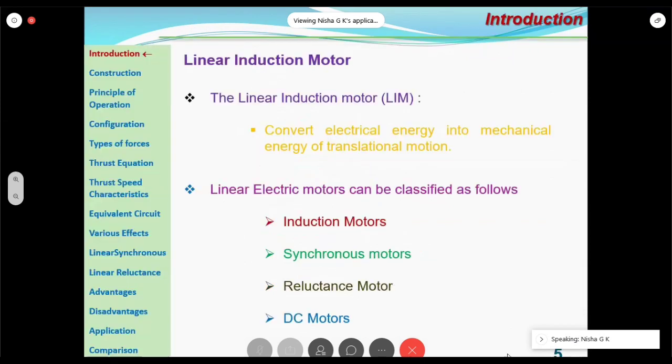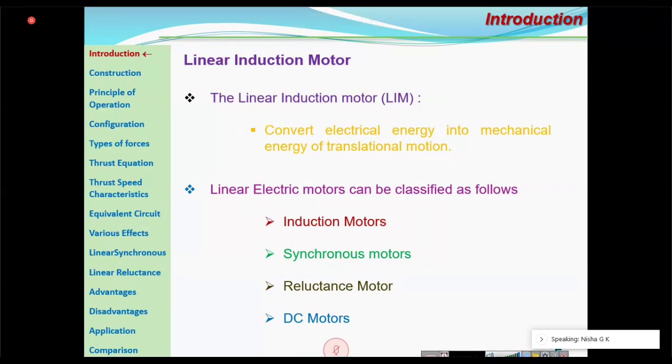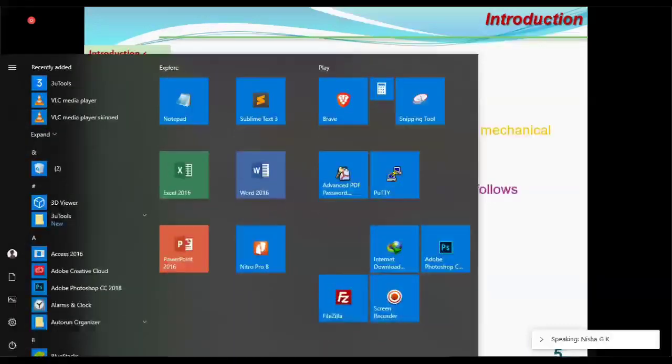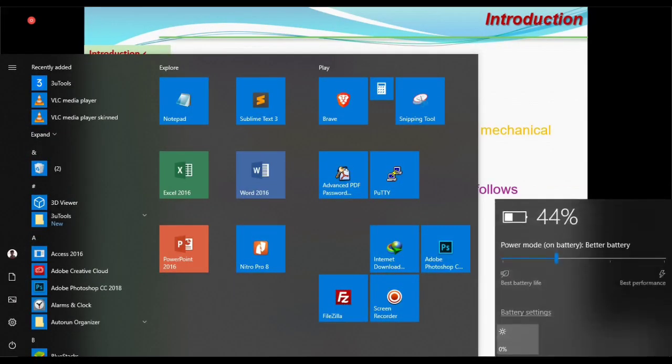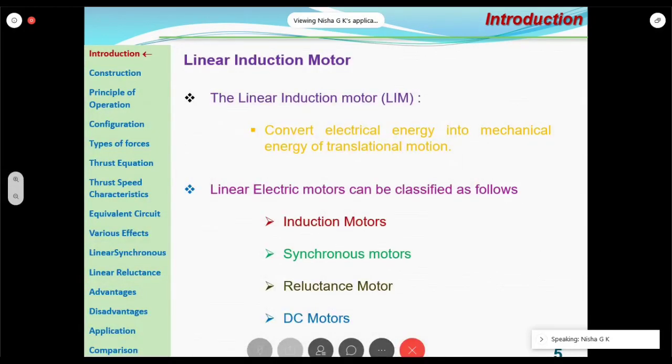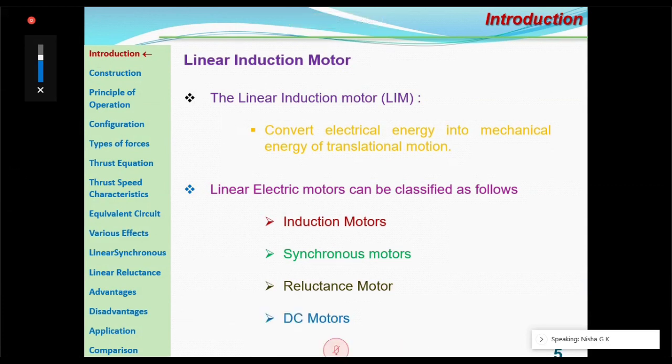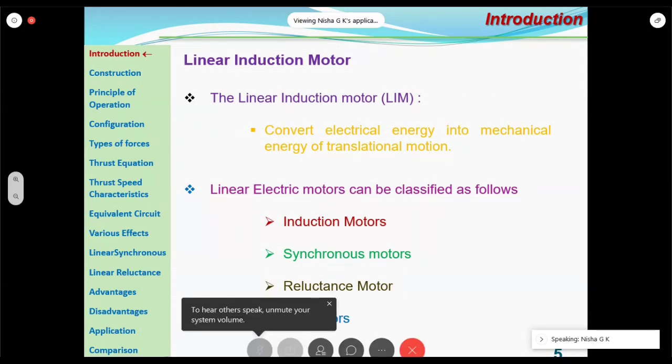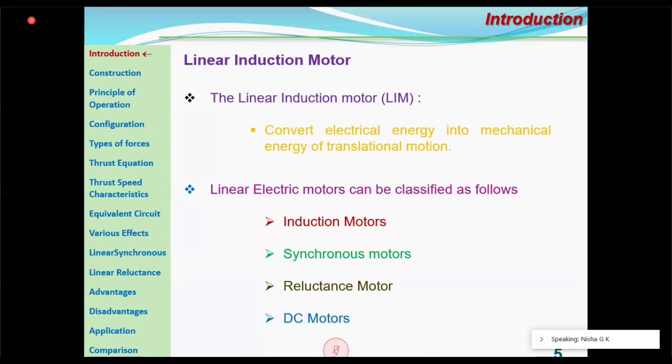The linear induction motor converts electrical energy to mechanical energy. The only difference is that it has a translational, linear or rectilinear motion rather than a rotational motion, as in the case of a conventional induction motor. The linear electric motors, as I have already told, can be classified as linear induction motors, linear synchronous motors, linear reluctance motors, and linear DC motors. The only difference from the conventional type is that the linear counterpart of a conventional induction motor is a linear induction motor, and the linear counterpart of a rotating DC motor is a linear DC motor.